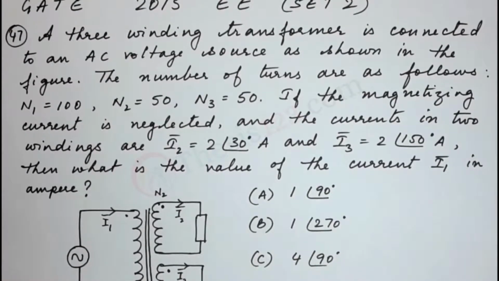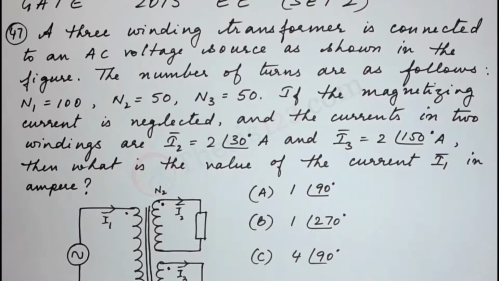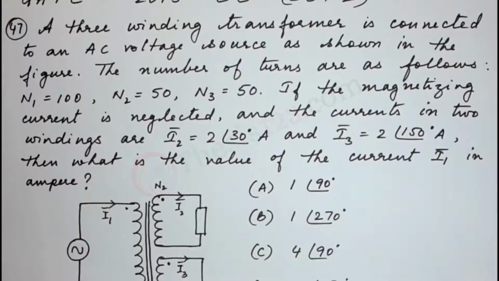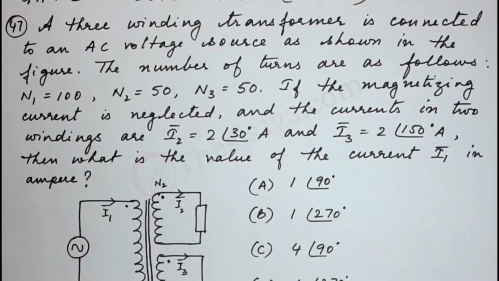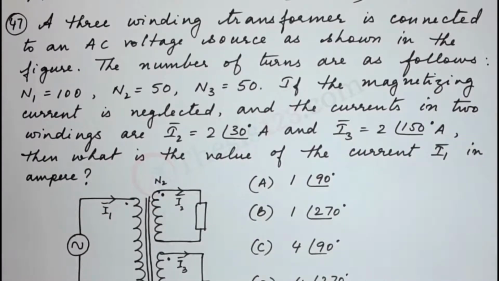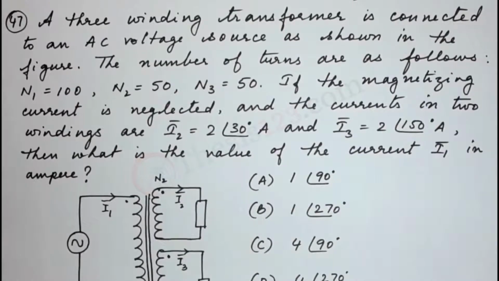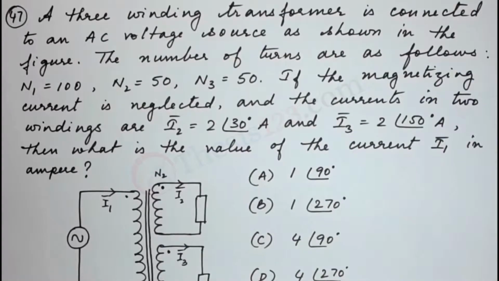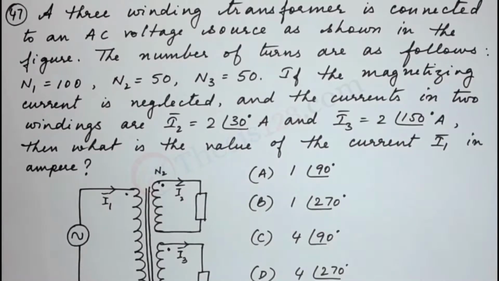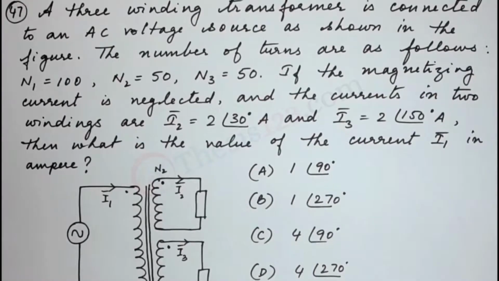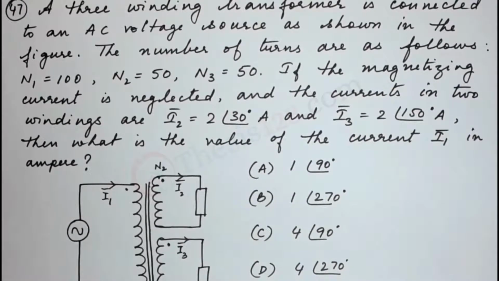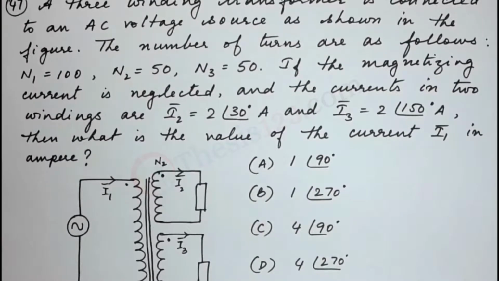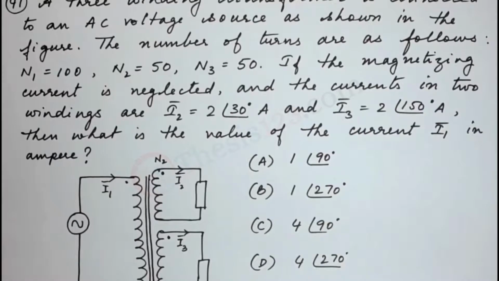On to the next question. Here's 47. A 3-winding transformer is connected to an AC voltage source as shown in the figure. The number of turns are as follows. N1 is 100, N2 50, N3 50. If the magnetizing current is neglected and the currents in 2 windings are I2 equals 2 root 2 angle 30 and I3 is 2 angle 150, then what is the value of the current I1 in amperes?